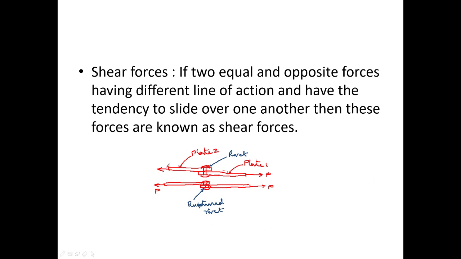Here, for this plate, the line of action of this force is this, and for this plate, the line of action is this. Due to these forces, the two plates have a tendency to slide over one another, and due to this tendency the rivet ruptures, that is, it breaks, and the two plates move in the outward direction. This type of force is known as shear force. So, if two equal and opposite forces having different lines of action have the tendency to slide the body over one another, then these forces are known as shear forces.